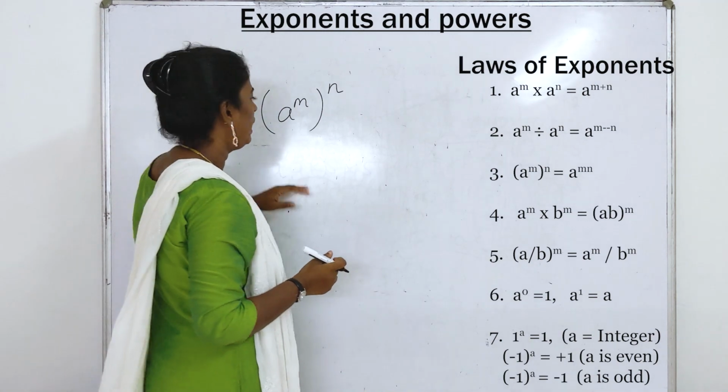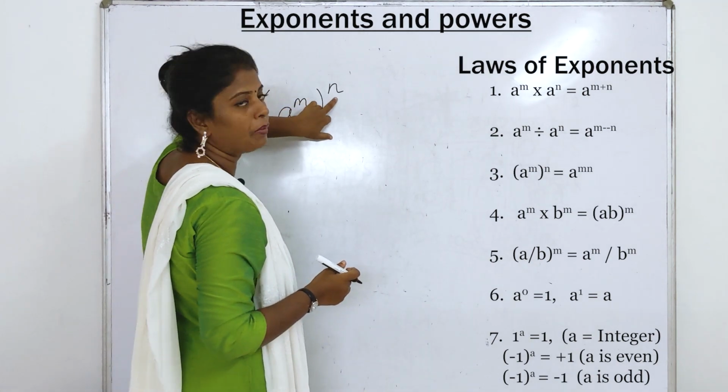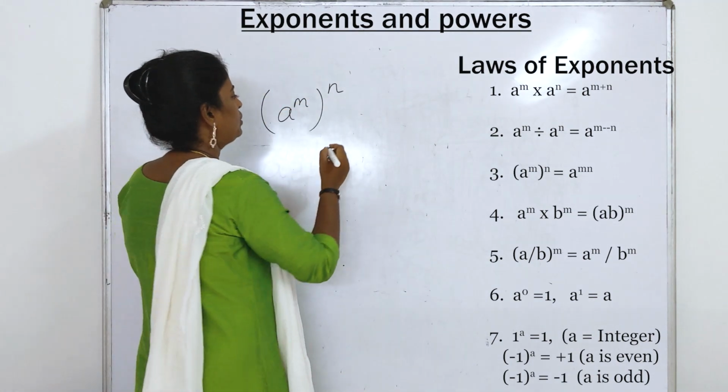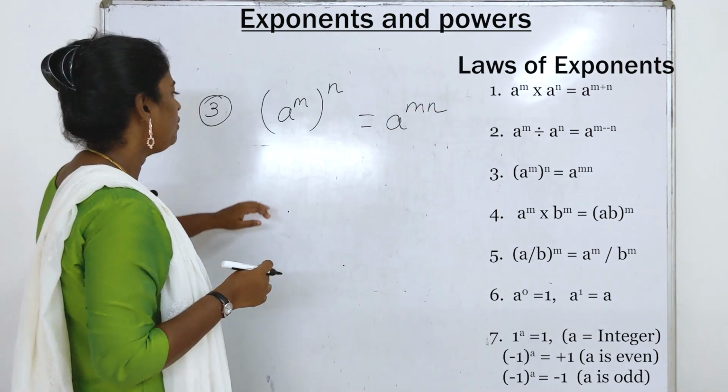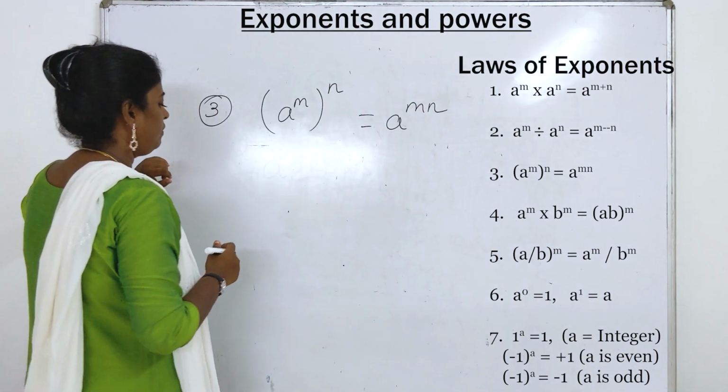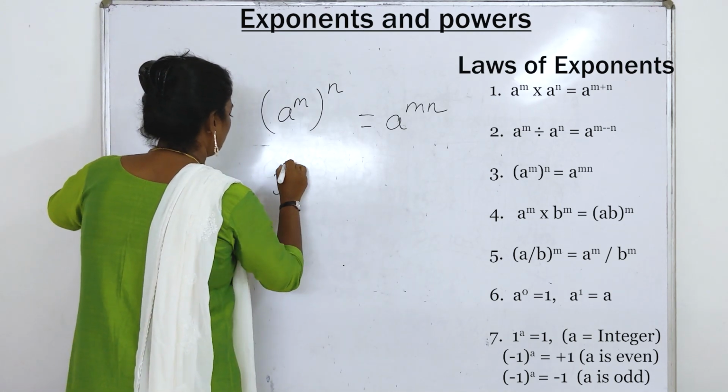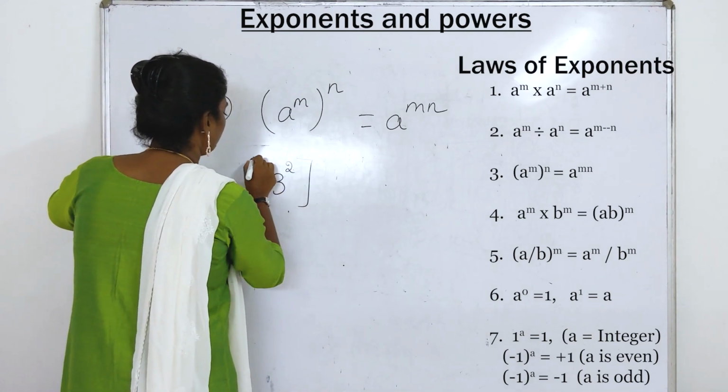The third law is a power m to the power n is equal to a power mn. So for example, if we have 3 power 2 to the power 4.